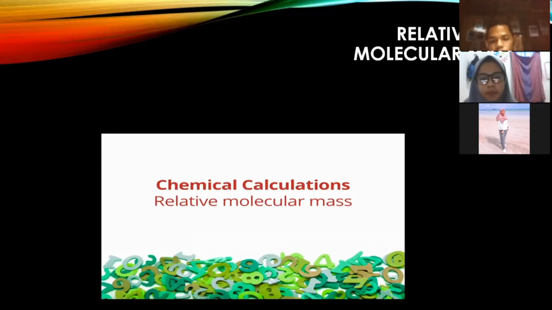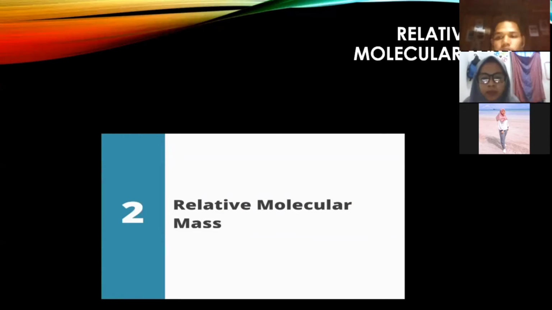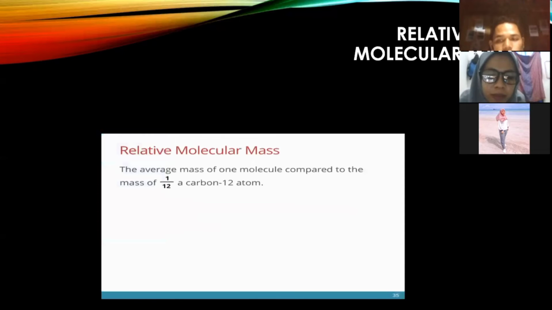Now let's move on to something called the relative molecular mass. Most of the time we are working with molecules and compounds, so we have to learn how to add up all the relative atomic masses. So let's look at that now. The relative molecular mass is the average mass of one molecule compared to the mass of 1/12 of a carbon atom. So instead of the word atom, now we are looking at a molecule. But again, we are comparing everything to 1/12 of a carbon atom.